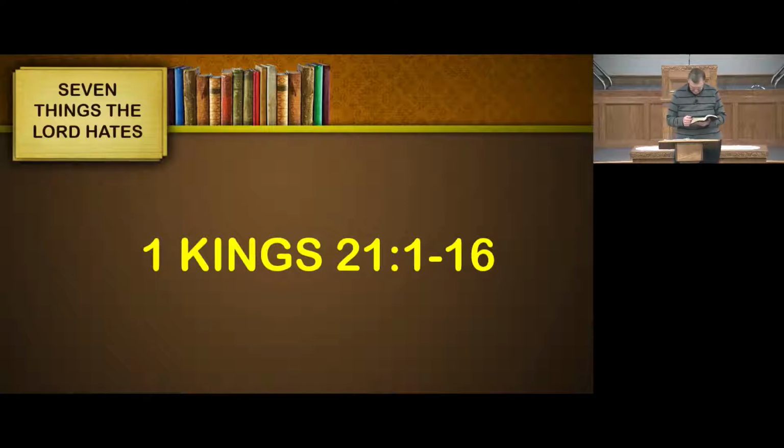They proclaimed a fast and seated Naboth at the head of the people. The two worthless men came in and sat down before him. The worthless men testified against him, even against Naboth, before the people, saying, "Naboth cursed God and the king." So they took him outside the city and stoned him to death with stones. Then they sent word to Jezebel, saying, "Naboth has been stoned and is dead."